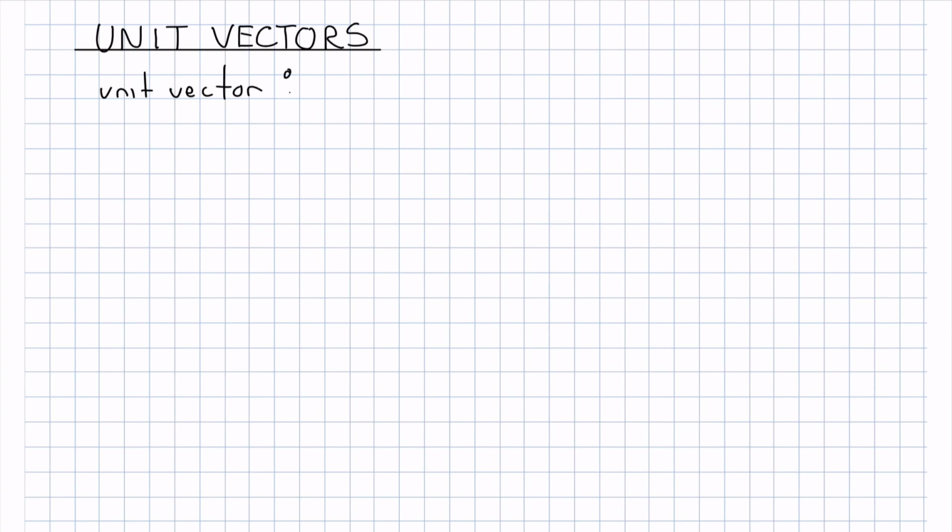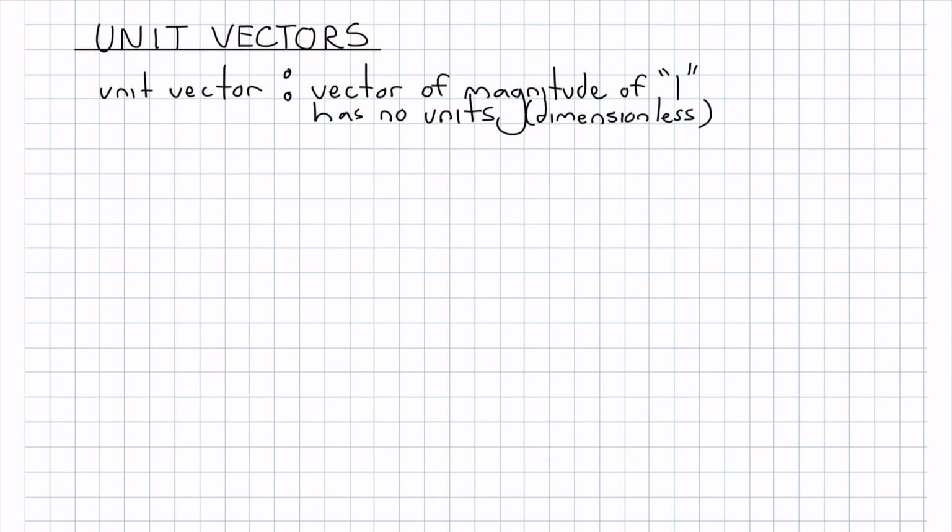Well, a unit vector is a vector. It has magnitude and direction, but it has special properties. First off, it only has a magnitude of 1. As well, it's dimensionless, which means it has no units associated with it. Now, you can turn any vector into a unit vector.